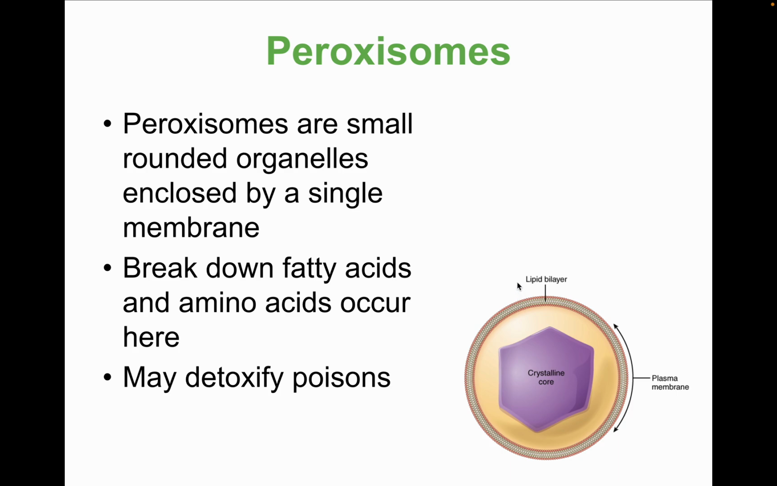Peroxisomes are another relatively important component in the cytoplasm. However, I wouldn't say they're as important as mitochondria or the nucleus. Peroxisomes are small, rounded organelles enclosed by a single membrane. Note that it's not a double membrane like the nucleus. They digest and break down fatty acids and amino acids, and sometimes they even detoxify poisons, such as alcohol, which is quite poisonous to the body. They break down fatty acids that you have consumed.